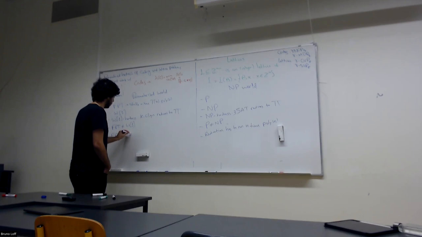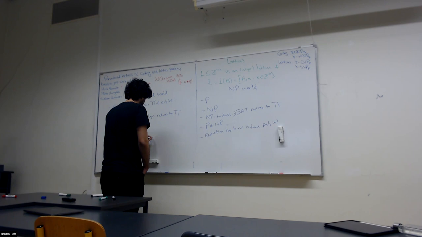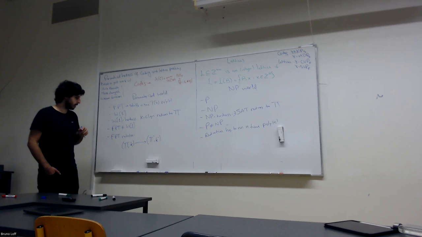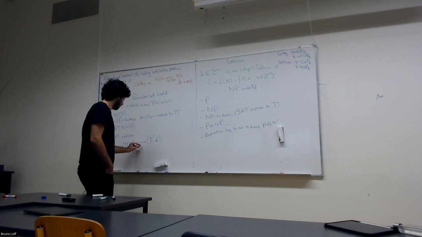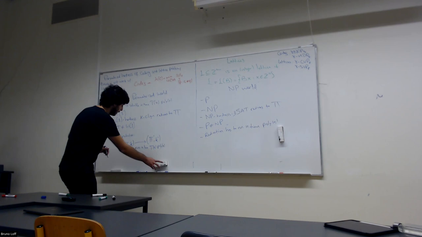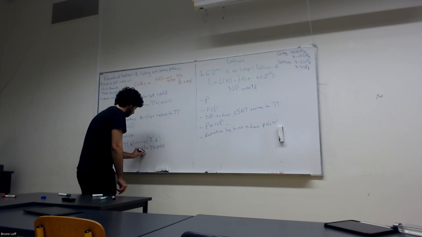So let's say you're trying to reduce a parameterized problem, like pi of x, k, to pi prime of x prime, k prime. The condition is that this runs in time t of k times poly of n. I mean, usually it just runs in time polynomial in n. And the important thing here is that you can change the parameter from k to k prime, but this k prime will only be a function of k, or at least it's upper bounded by a function of k.